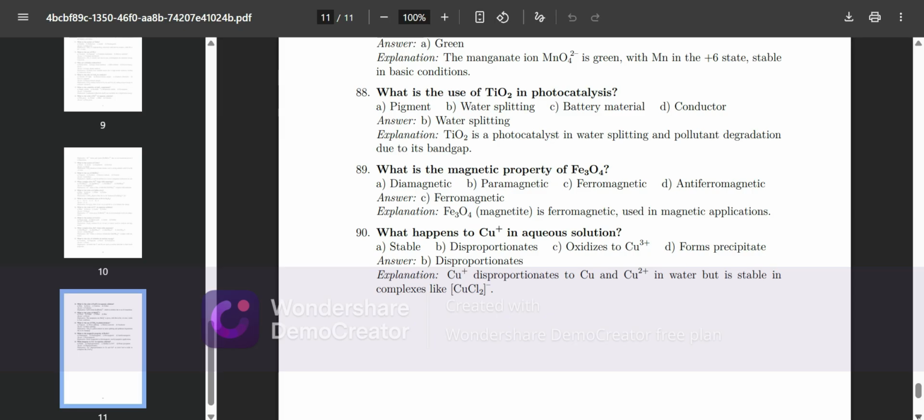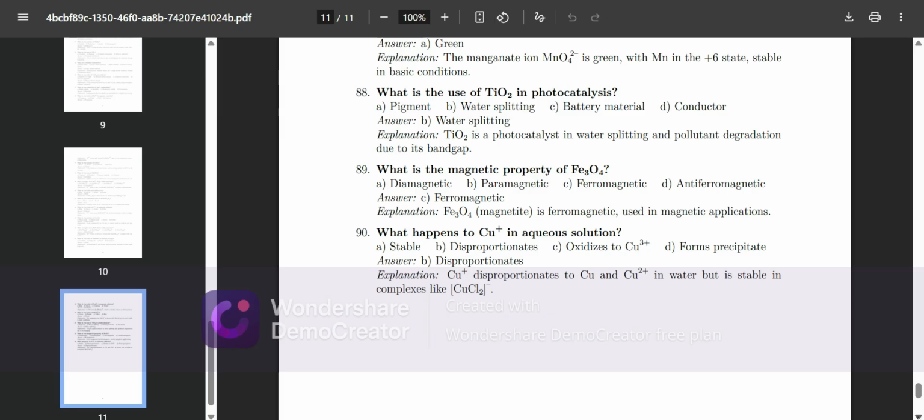What is the use of TiO2 in photocatalysis? Water splitting. TiO2 is a catalyst in water splitting and pollutant degradation due to its band gap. What are the magnetic properties of Fe3O4? Ferromagnetic. Fe3O4 magnetite is ferromagnetic, used in magnetic applications.